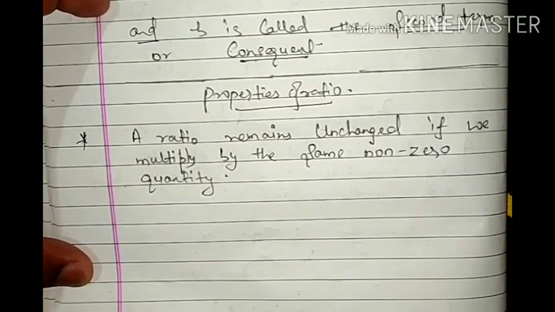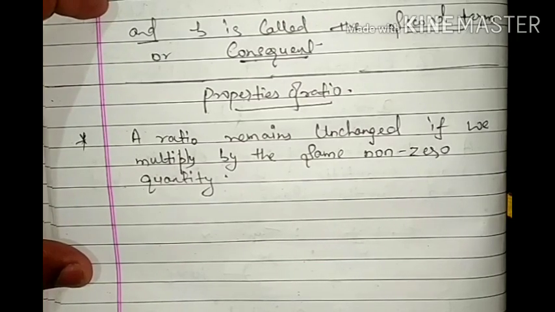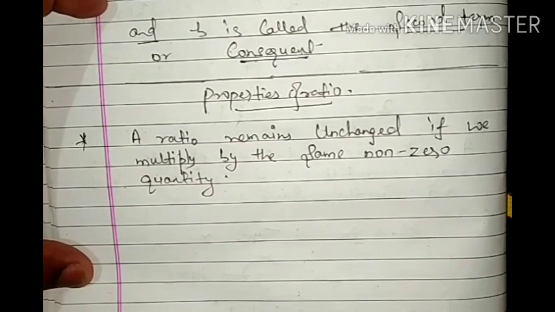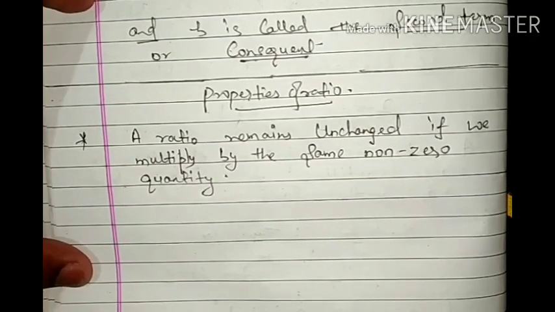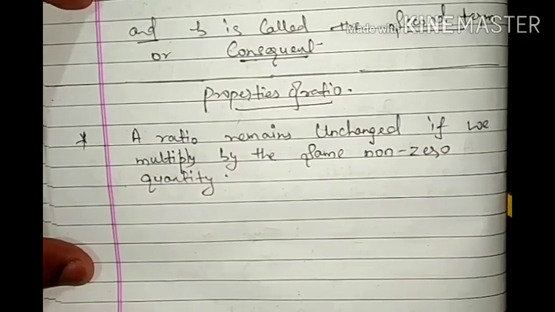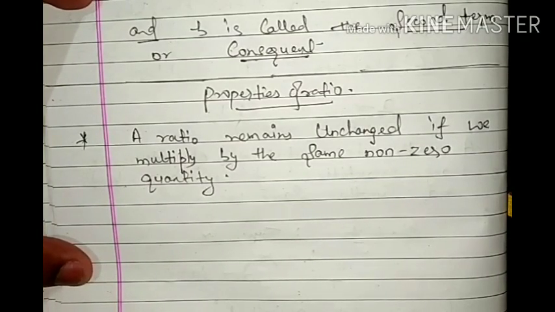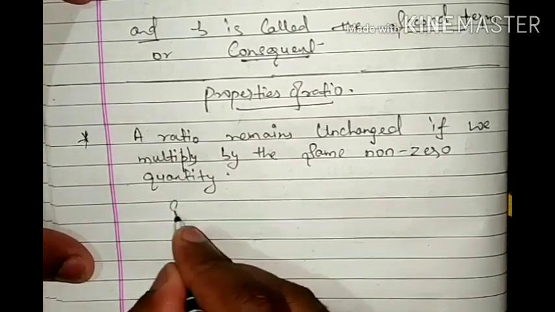What does this say? A ratio remains unchanged if we multiply by the same non-zero quantity. If we multiply any number in the ratio, there will be no effect in the ratio, but there is a condition: the number through which the ratio is multiplied should be non-zero, मतलब जीरो नहीं होना चाहिए.